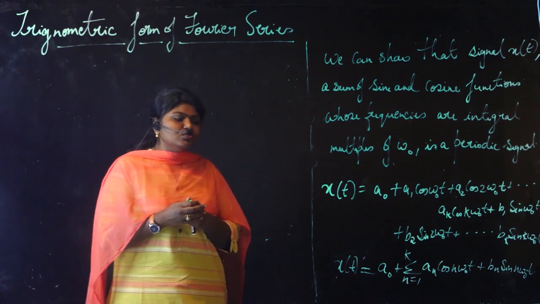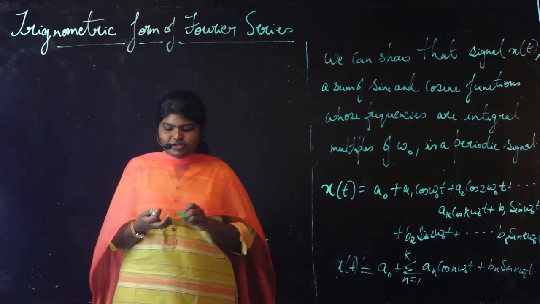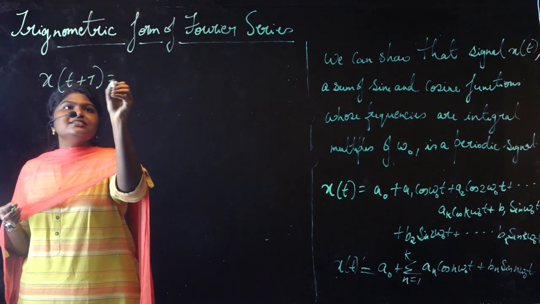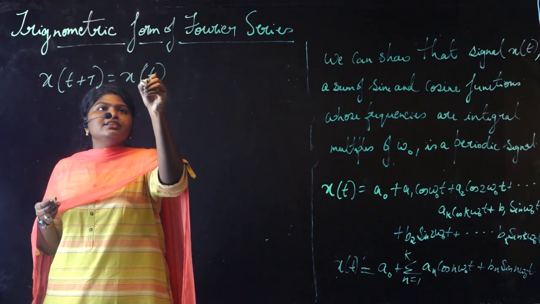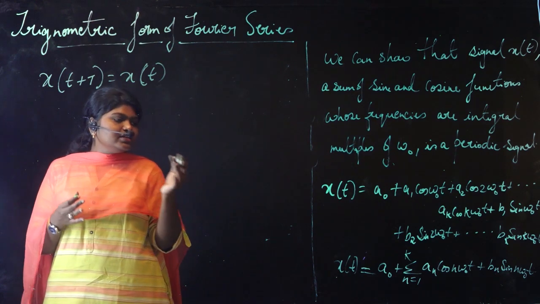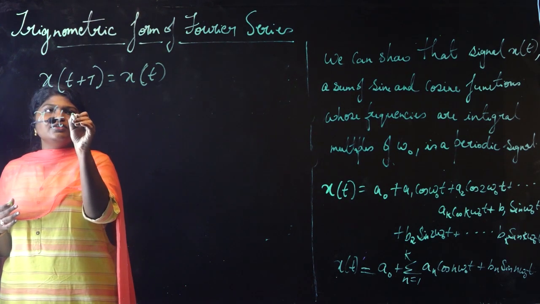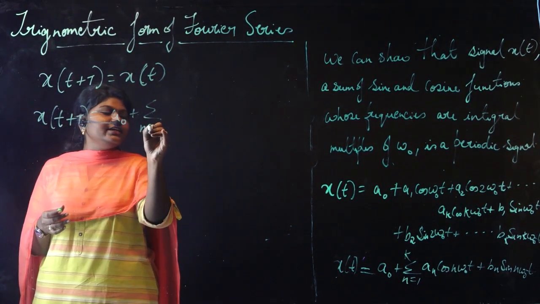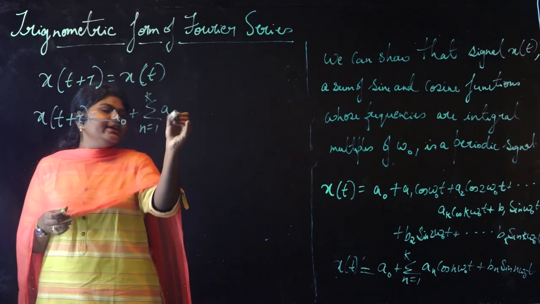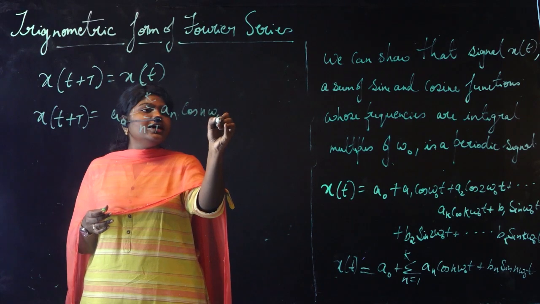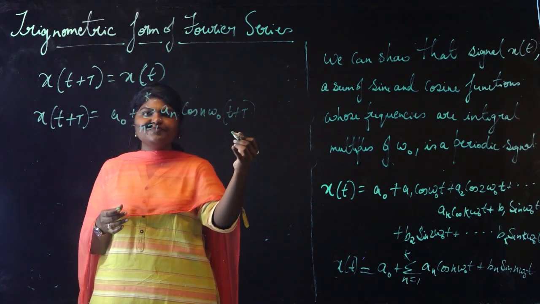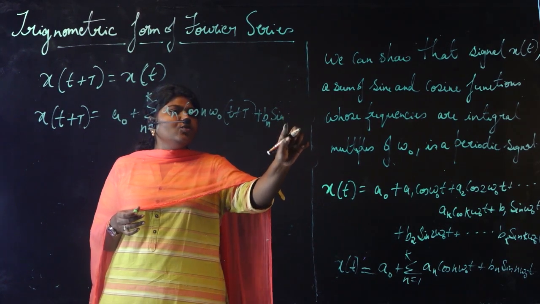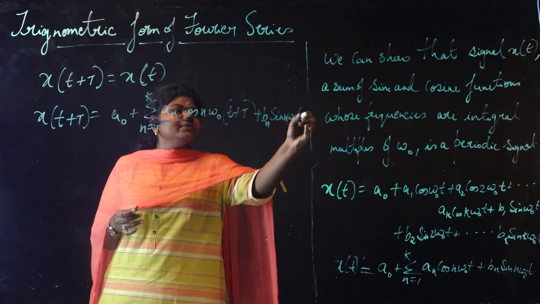Now let us find out whether the signal is periodic or not. The signal must satisfy this condition in order to call it periodic. So let us find whether this is periodic or not. So this will be a naught plus the sum from n equals 1 to k of an cos n omega naught (t plus T) plus bn sin n omega naught (t plus T).